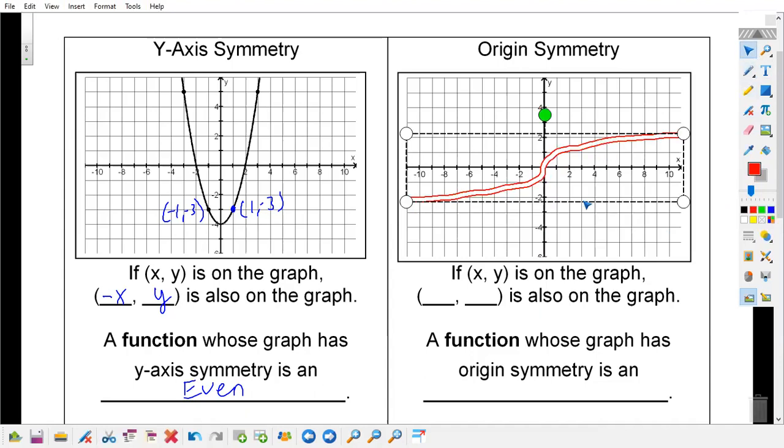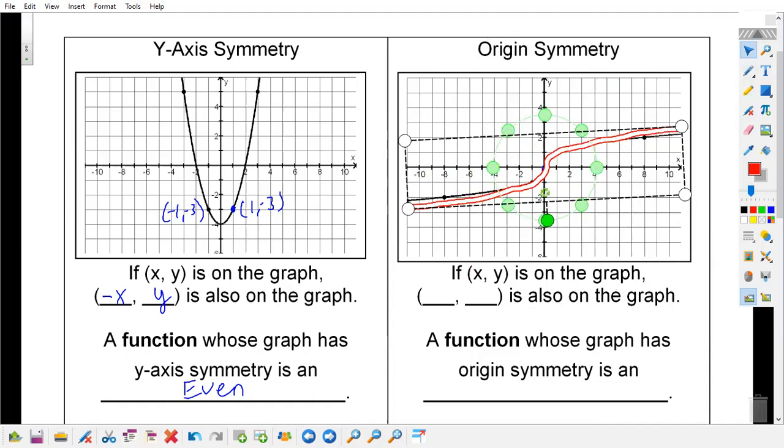So here's the function. The ones who didn't make comments, thank you. If I rotate this 180 degrees, the function is still going to be the same. That is what origin symmetry means, is that I can rotate the function 180 degrees and it's still going to look the same.